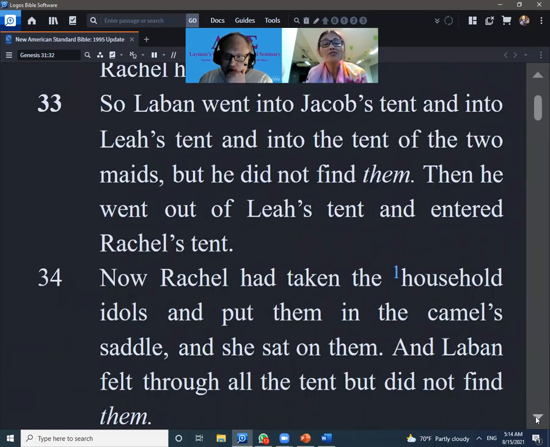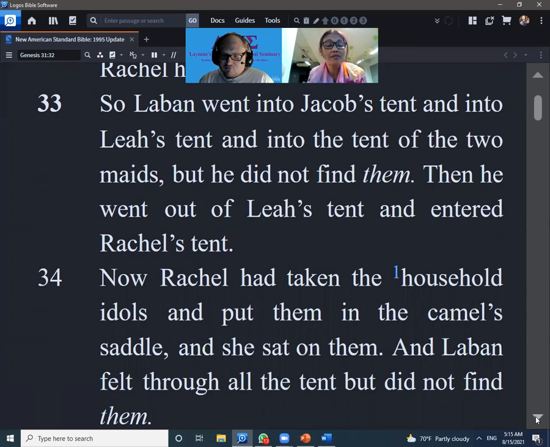So Laban went into Jacob's tent and into Leah's tent and into the tent of the two maids, but he did not find them. Then he went out of Leah's tent and entered Rachel's tent. Now Rachel had taken the household idols and put them in the camel saddle, and she sat on them.